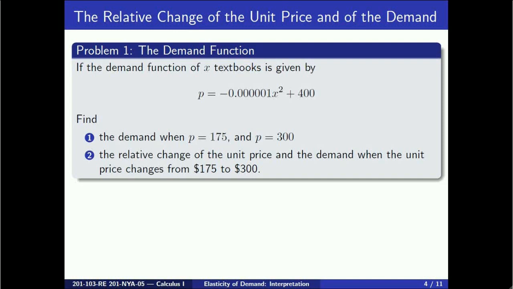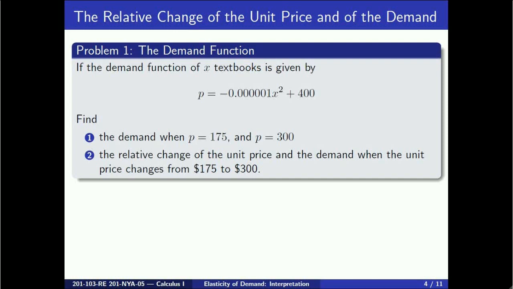Let's compute two things. First, the demand X when the unit price is $175, and let's repeat this with a unit price of $300. Second, the relative change of the unit price and the demand when the unit price changes from $175 to $300.